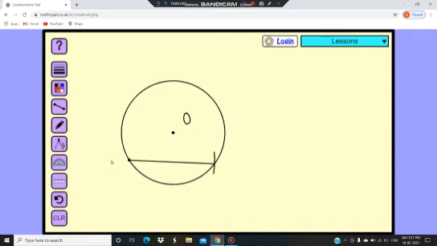Okay, so name this point as M, and this is the point N. This is point N and this distance is 5.7 centimeter.